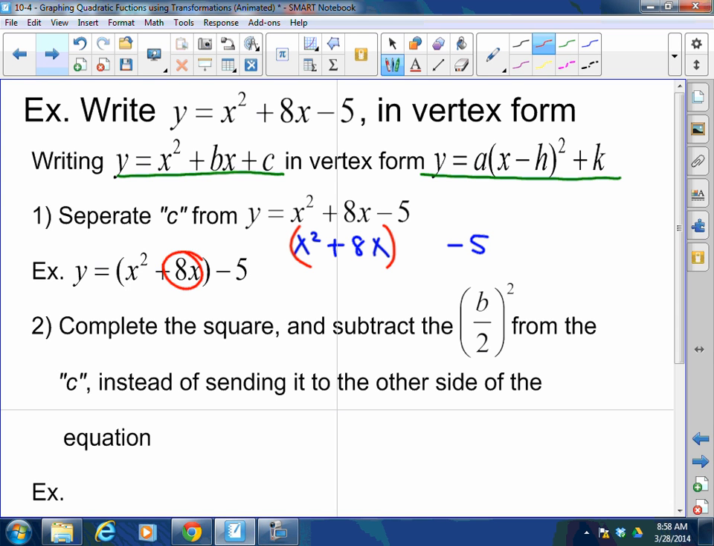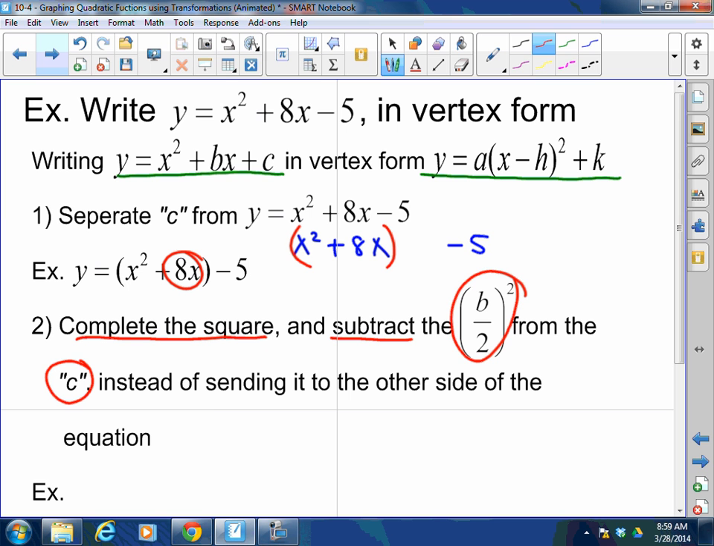That's my b, right? Complete the square, but this time, you know how you would add to the other side the b over 2 squared? Since we're creating an equation and I'm not solving, don't add it to the other side, because then you're going to have to subtract it back to the original side. So instead of going back and forth, complete the square and subtract the b over 2 squared from the c value instead of sending it to the other side.